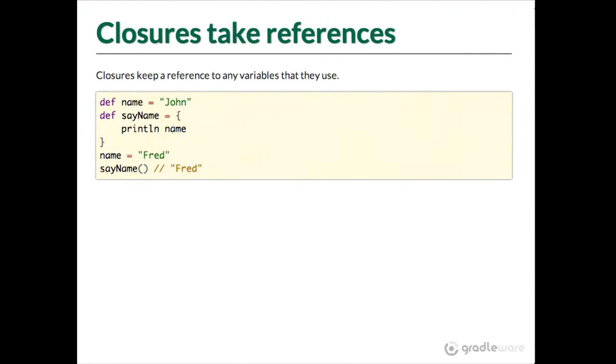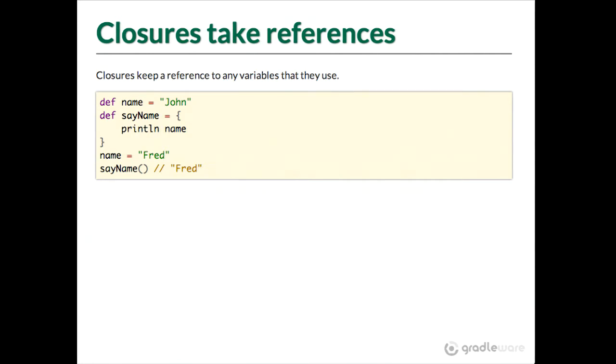So here, I'm outside of a class. I've got a context where I've defined a variable called John. I've defined a closure, which prints that name. And then I've changed the value of that variable. And when I call the closure, it's picked up that change. So closures keep a reference to the context in which they were defined. Okay? So if you define a closure, it keeps a reference to that context. And then when you call the closure later, it will use the current value of that variable in the context where the closure was defined.